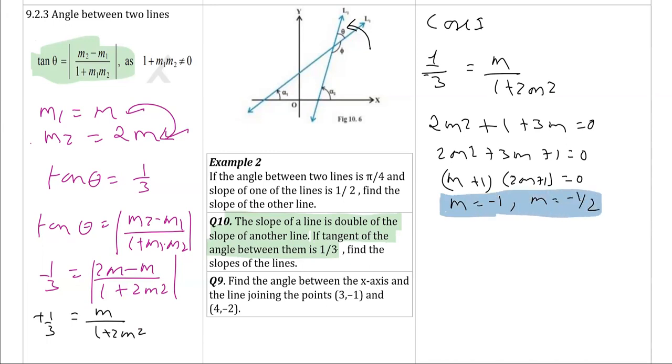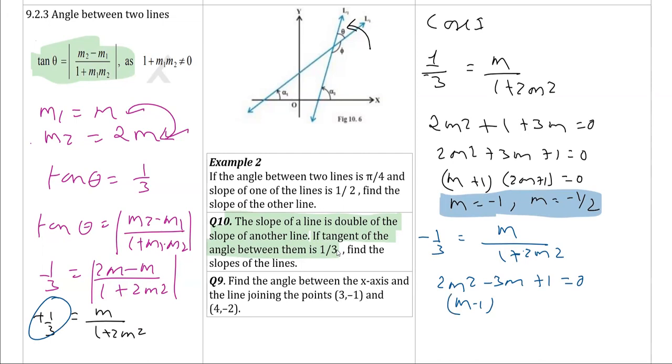Now, similarly, we'll be finding for the second case. In the second case, we'll be taking minus 1 by 3 is equal to m divided by 1 plus 2m square. We'll do cross multiplication again, and by simplifying we are getting 2m square minus 3m plus 1 is equal to 0. Again, factorizing, we are getting m minus 1 into 2m minus 1 equal to 0. Therefore, we are getting m as 1 or m as positive half.